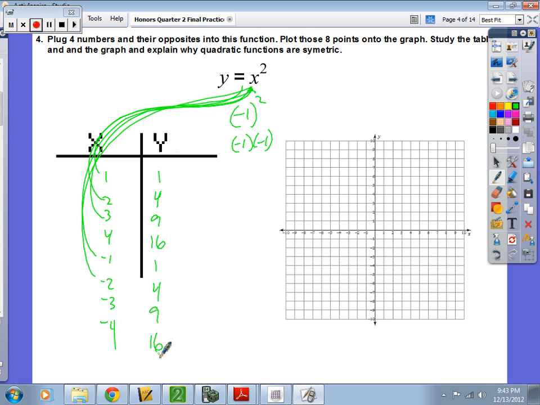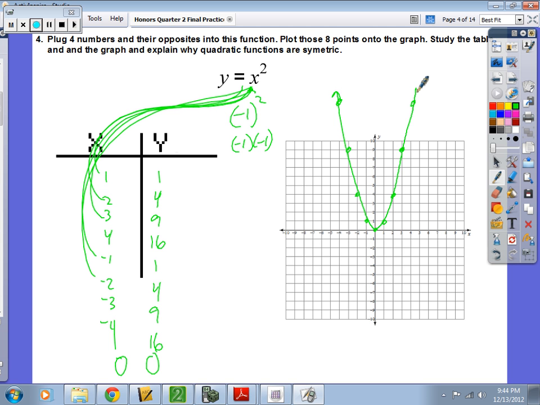So if you graph them, I go over 1, up 1. Over 2, up 4. Over 3, up 9. Over 4, up 16, that's not going to fit. Now if I go left 1, up 1. Left 2, up 4. Left 3, up 9. Left 4, up 16. Here is your parabola. If I plug in 0, it's going to give me a 0, so I know that's your vertex. That's where it's going to turn around. So your parabola is going to look like this.